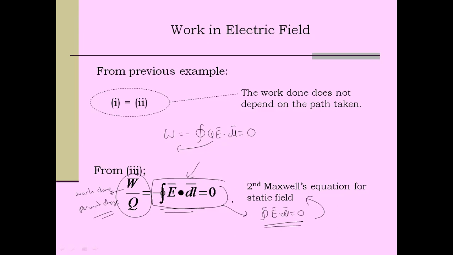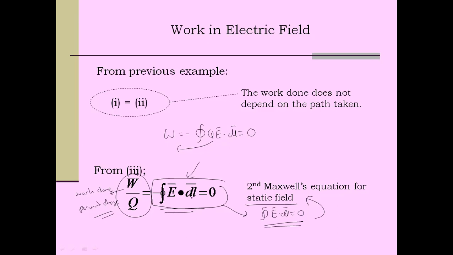Okay, so please be noted that the equations here, the work in a closed loop that we have defined in this slide, are strictly applied only for a static field, which means that the E field here must be a static field.